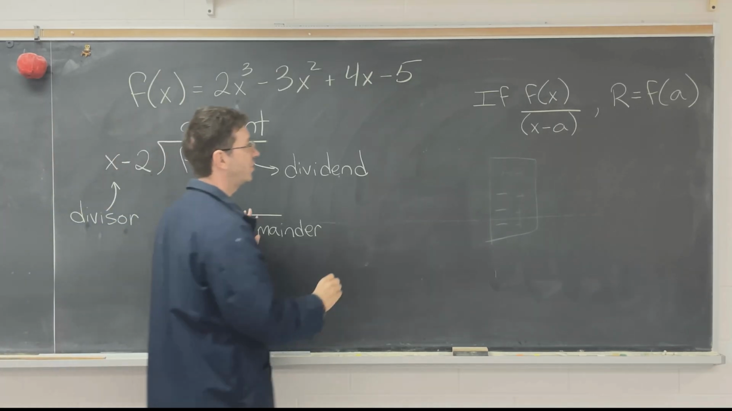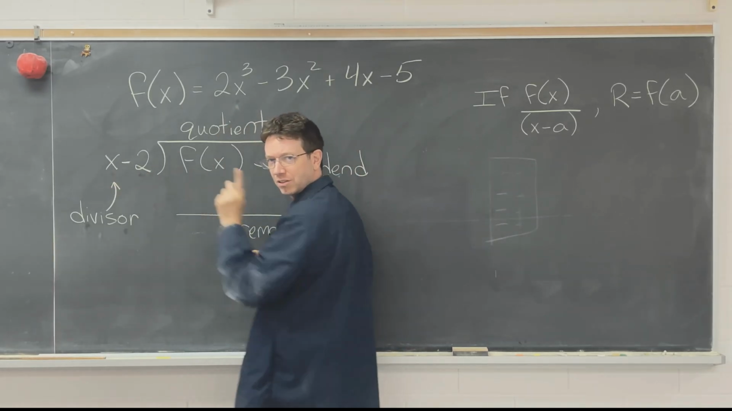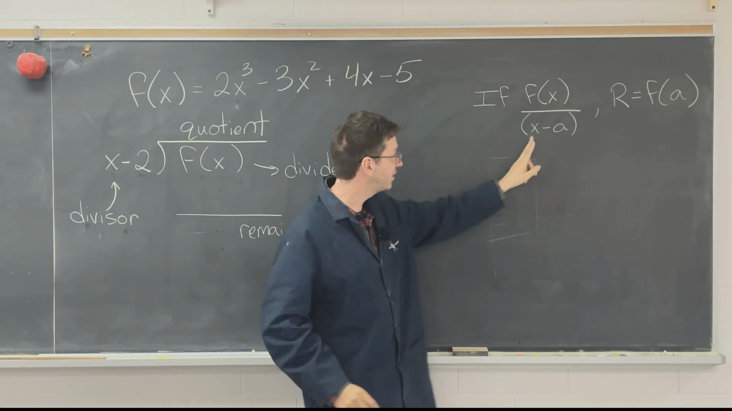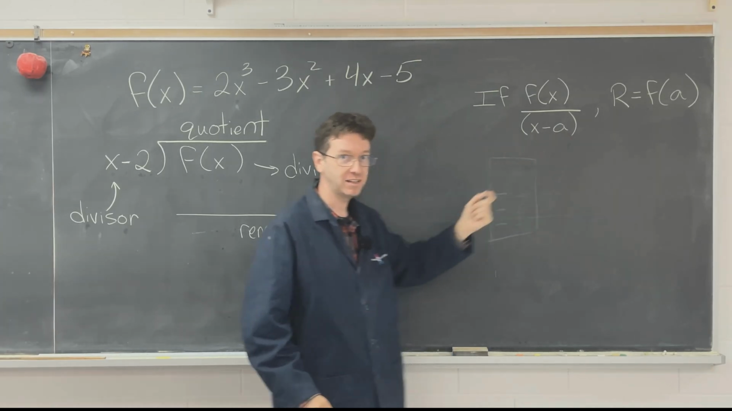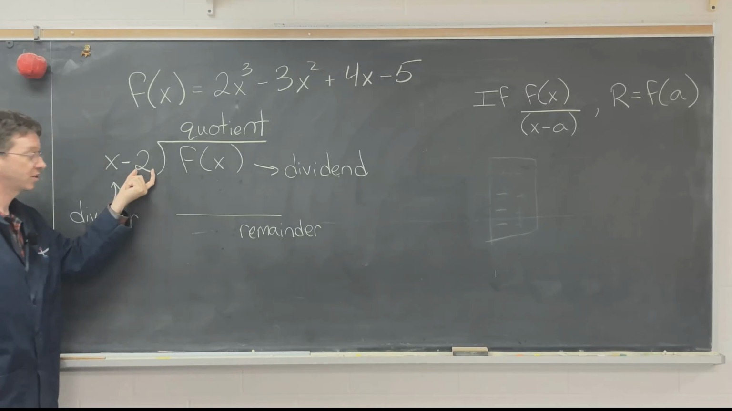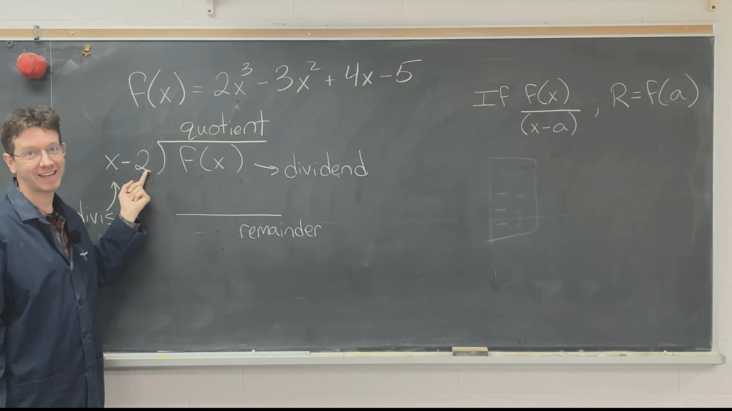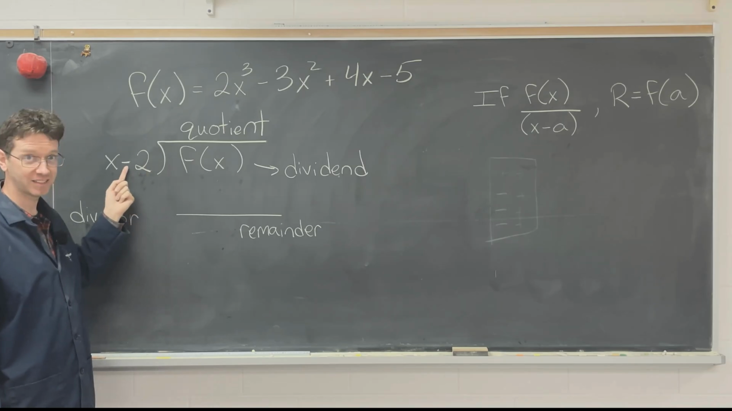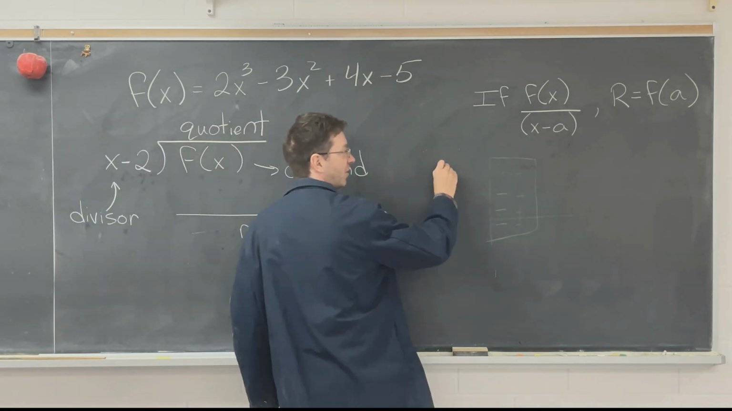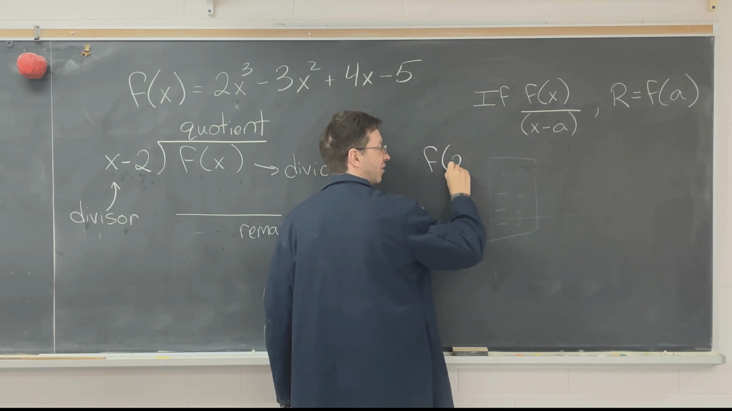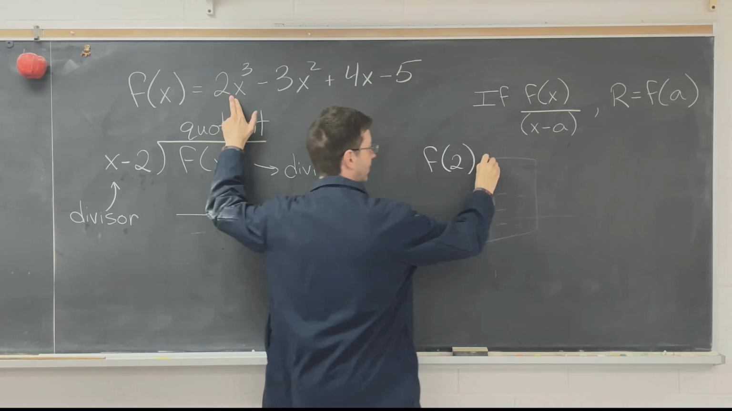So what we would do, in this case, a is equal to 2, not negative 2, because the remainder theorem is x minus a. So that value a would be 2. If this were x plus 2, then a would be negative 2. So take the opposite sign from your divisor. So we're going to figure out what f of 2 is. So we're just going to substitute.